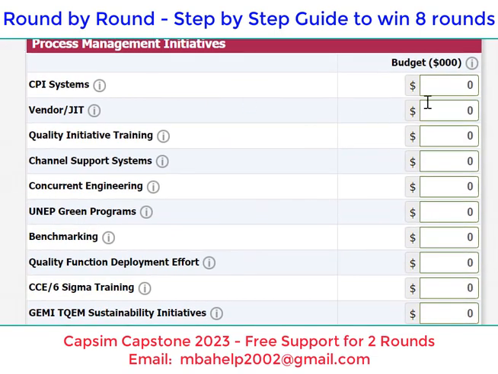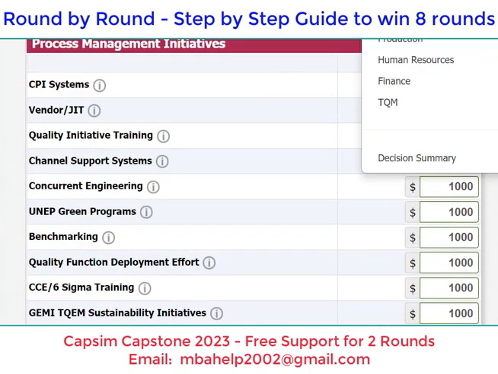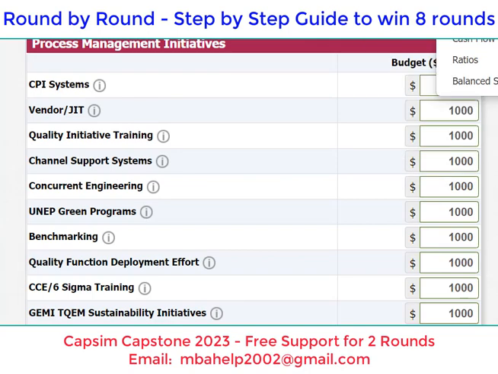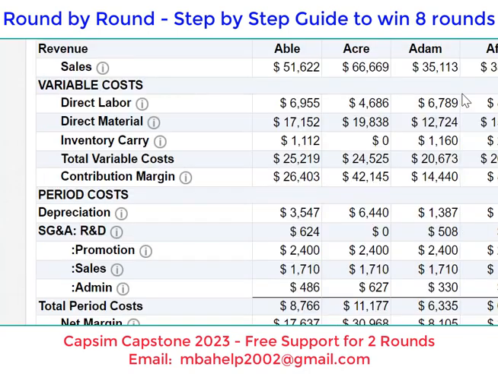And this is the total quality management TQM table. We use 1,000 for each of the TQM initiatives from round 4, 5, 6 and 7, right? 4 consecutive rounds. Next round we also use TQM, right?